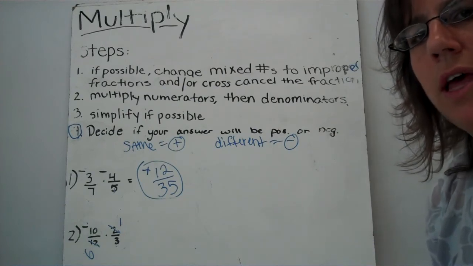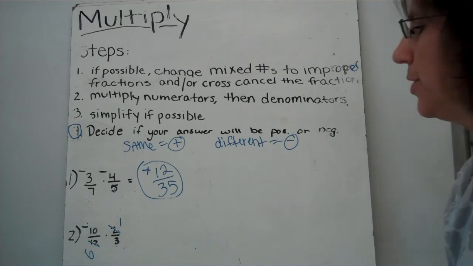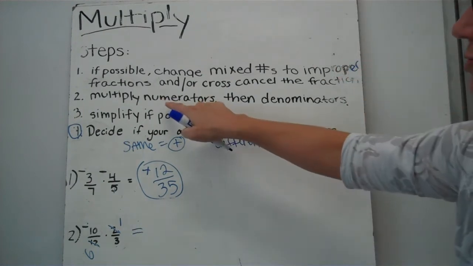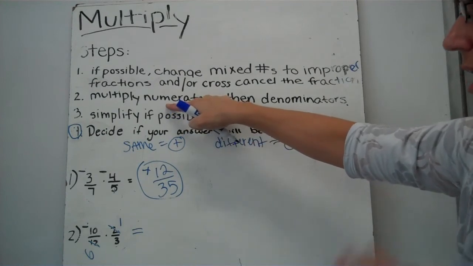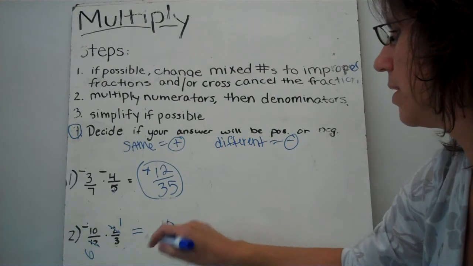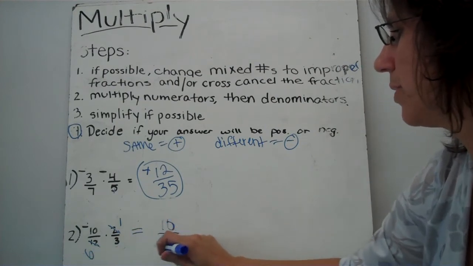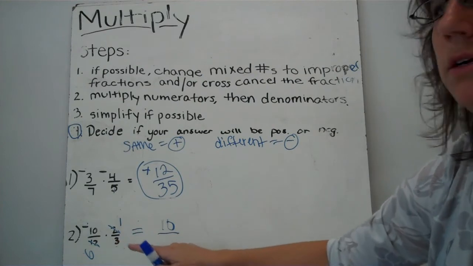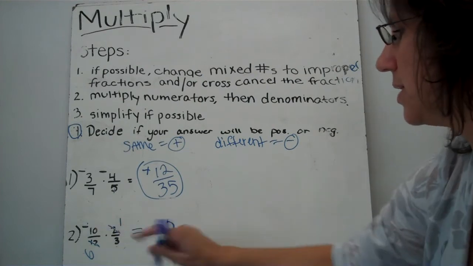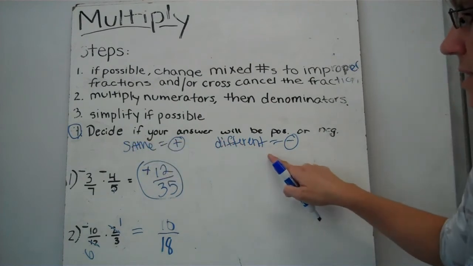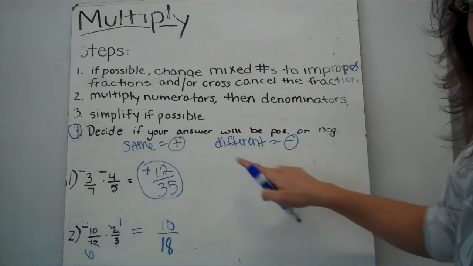What about 3 and 10? Do they have any common factors? Nope. So we're going to go straight across now. We're done with our cross-simplifying. Go straight for the multiplying. Straight across the top, straight across the bottom. 10 times 1. And 6 times 3. Notice I didn't say 10 times 2 and 12 times 3. I did 10 times 1 and 6 times 3. Now, is it positive or negative? Do we have the same signs or different?